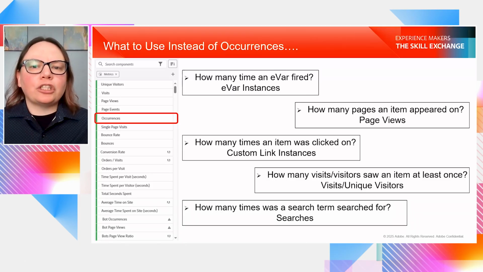Now, if the search term only fires on searches, then occurrences and searches might end up being the same number. But if you're building a dashboard and sharing it with your business partners and they look at it and see occurrences, they might not know what that means. Whereas if they look at your dashboard and see searches, that might be a little bit easier to understand. So typically you can find something other than occurrences to use that will be a bit more specific and can help people understand the information that you're trying to convey.